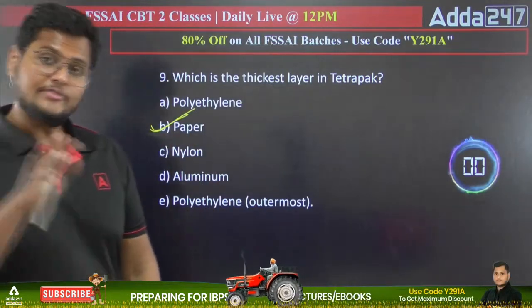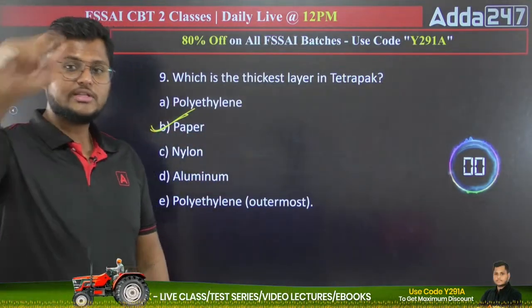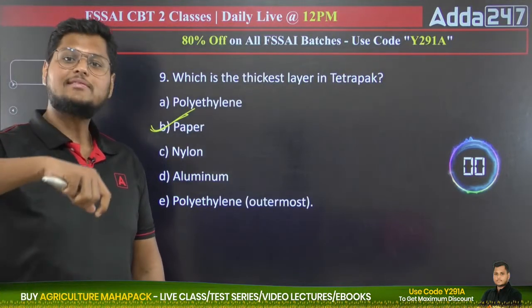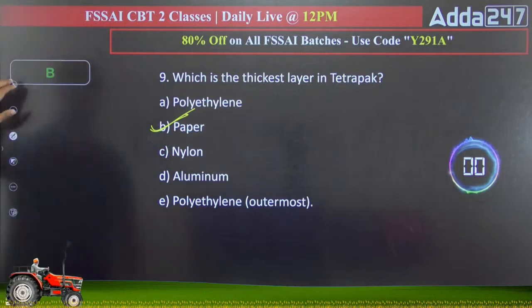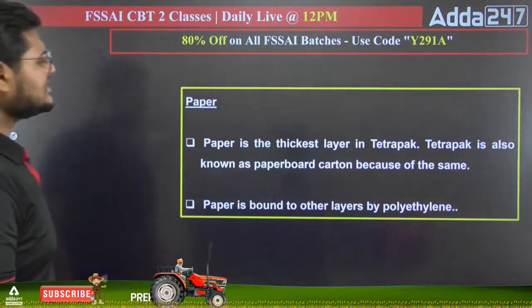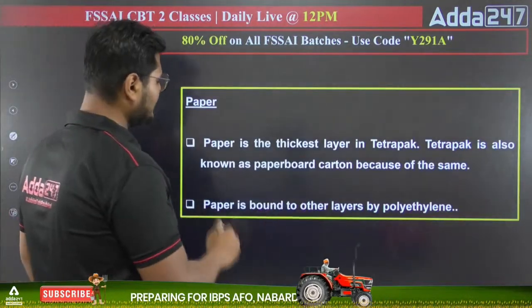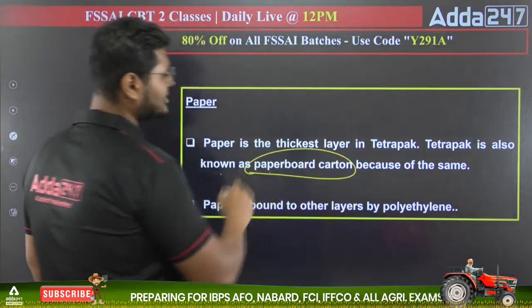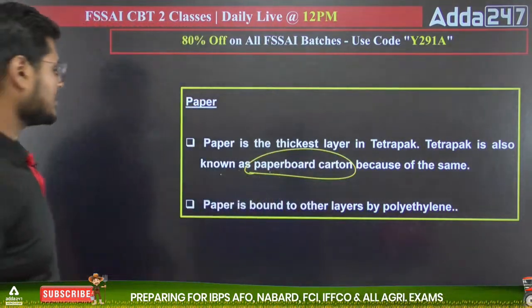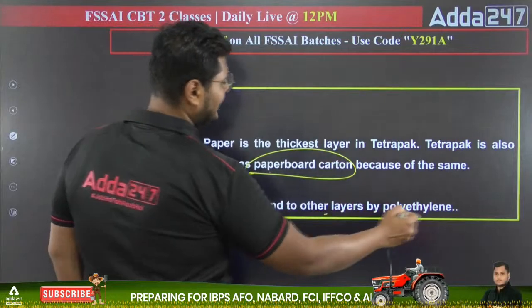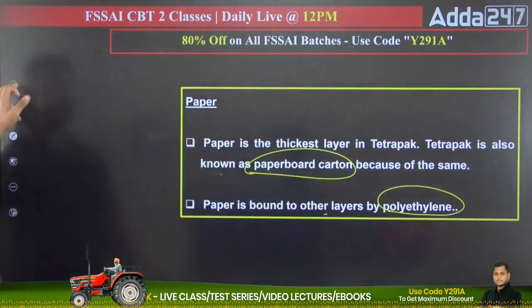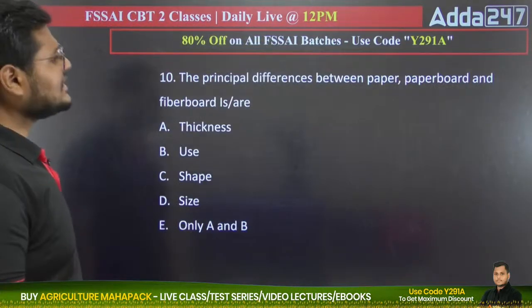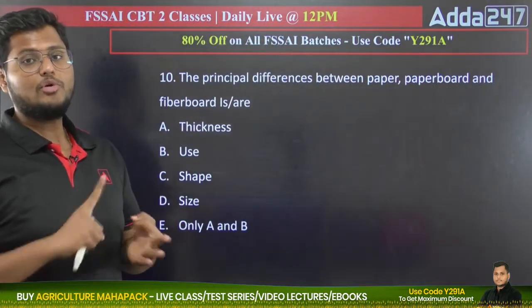We're not talking about the effective layer, we're talking about the thickest layer. Paper will be the thickest layer. If it were thin, then there would be no point of packaging with paper. So the thickest layer is paper. Tetra Pak is also known as paperboard carton because of the paper. Paper is bound to other layers by polyethylene, so polyethylene helps in binding the paper layers. Next, the principal differences between paper, paperboard and fiberboard.